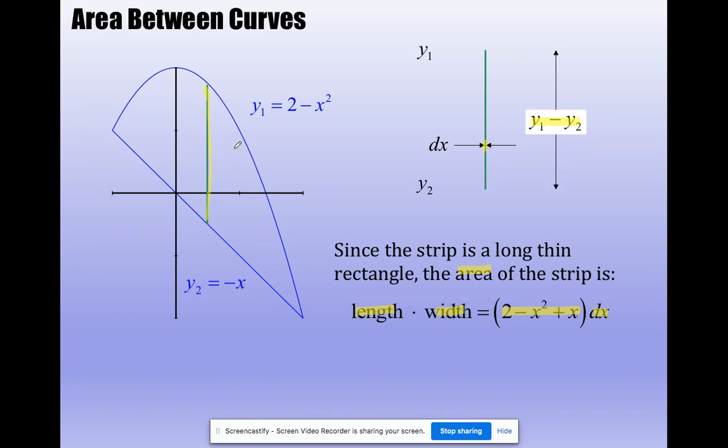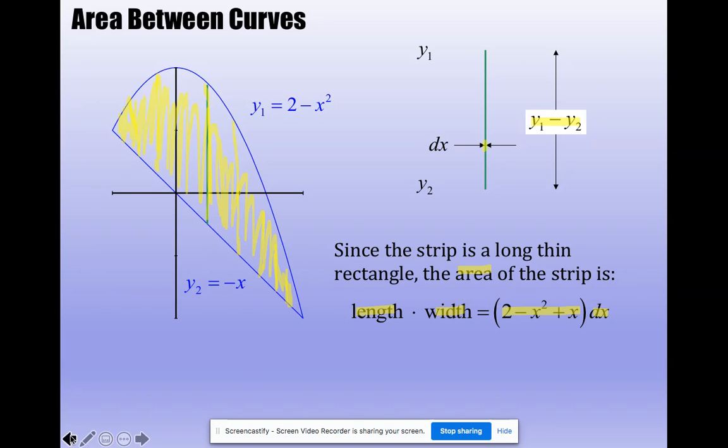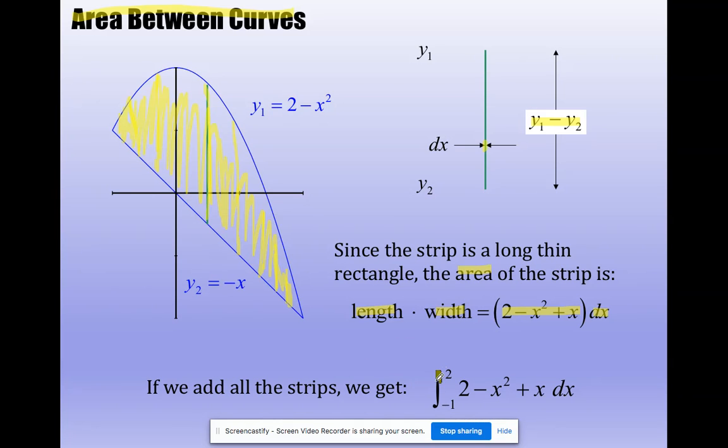Well, what if I want to draw this strip and find its area, this strip and find its area, this strip, this, I want to find them all, and I want to add them all up. I get the area between those two curves. What mathematical thing have you just learned that sums a bunch of products? The integral. Length times width. Add them all up.